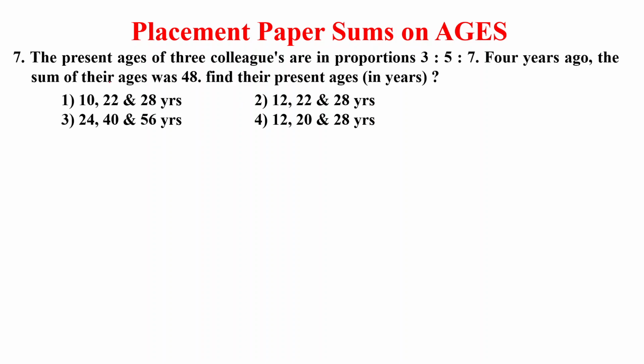What they have given is that the present ages of three colleagues are in the ratio 3 is to 5 is to 7, and they have given options to find the present ages. That means if the answer has to be in the ratio 3 is to 5 is to 7, the first number should be divisible by 3. Can we divide 10 by 3? No, it's a wrong answer. 24, yes we can. 12, yes, we can. So the first option is wrong, and the other options remain, because the answer has to be in the ratio 3 is to 5 is to 7. Now let's see, can we get the answer?